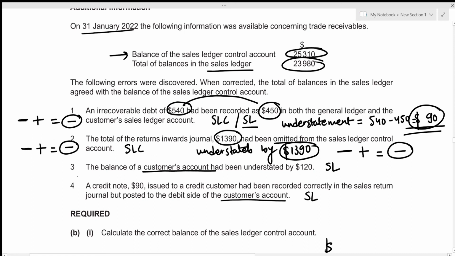Then the third error, we know that the balance of the customer's account had been understated by 120. We know that the balance on the customer account obviously increases the balance of the sales ledger, right? So that's a positive. And this understatement should always be added back. So that's another added back as well. So two positives still result in a positive, which means that this amount of 120 should be added back to our incorrect total of the sales ledger.